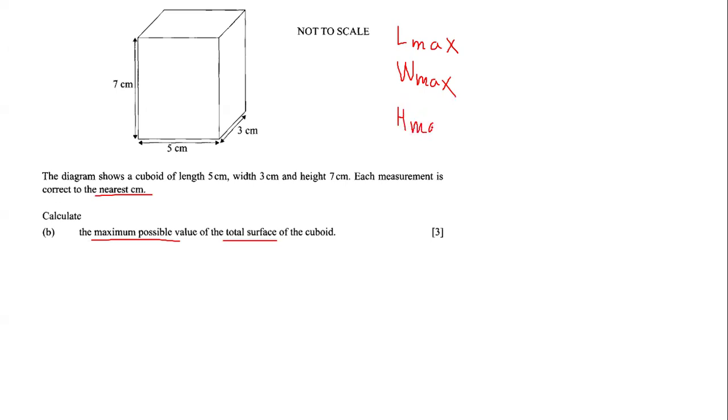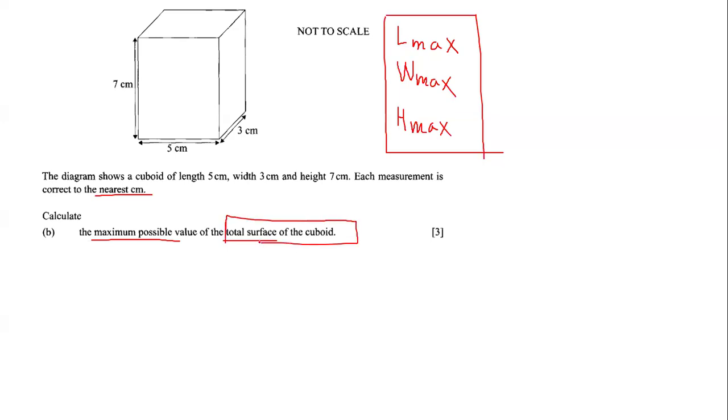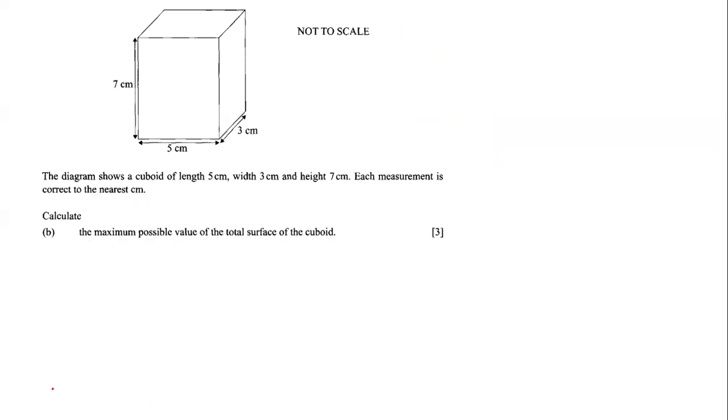Width max, and H max, right? So once we figure what these three are, the highest length we could use, the highest width we could use, and the highest height we could use, then we're gonna use those values to figure what is the total surface area, the maximum possible value of the total surface area. And so let's erase all of this. And so what do we have?